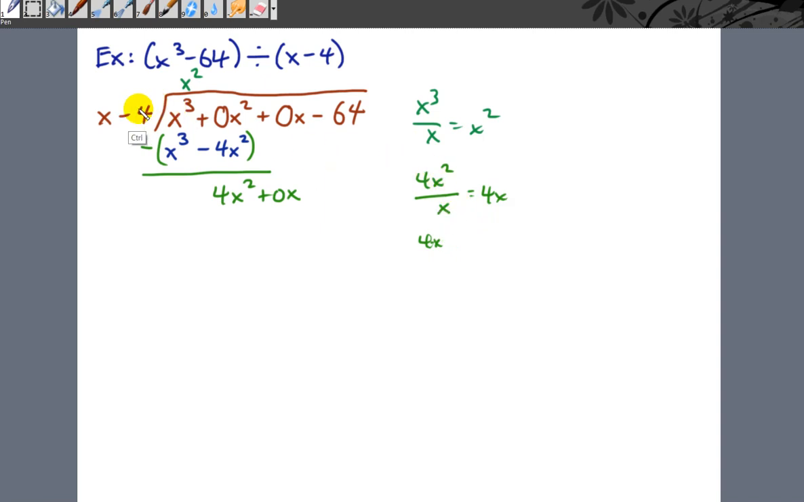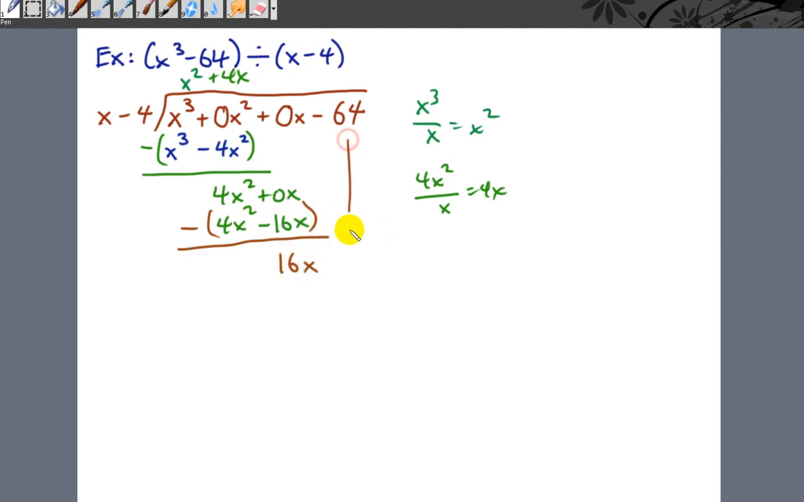Okay? So what we have, as you can see here, is a positive 4x. So when we multiply this, we get positive 4x squared, and we get a negative 16x. Okay, so what we need to do is put parentheses and we subtract. When we distribute this here, this is going to cancel, and we're left with 0x plus 16x, and that's going to be a positive 16x. And we're going to bring this down, so we get 16x minus 64.